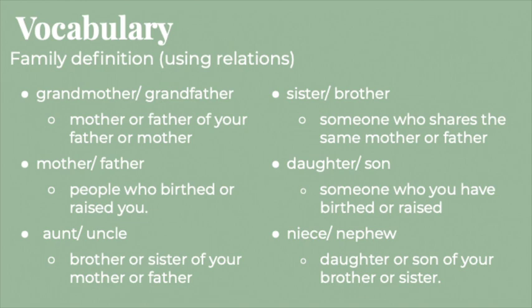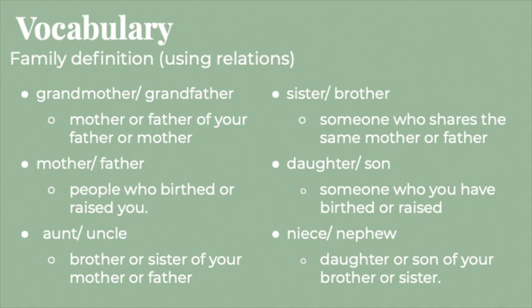Okay? Now, we also have mother and father. This is a little bit more simple. These are the people who birthed or raised you. We have sister and brother. So that is someone who shares the same mother or father as you. We have aunt or uncle. So that is a brother or sister of your mother or father. For example, your father's sister would be your aunt.